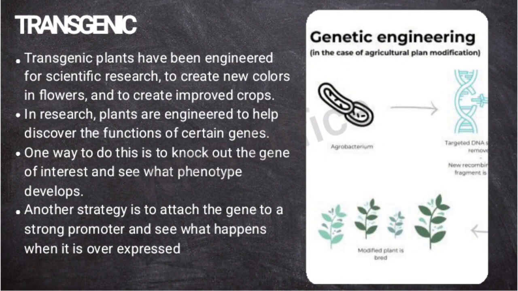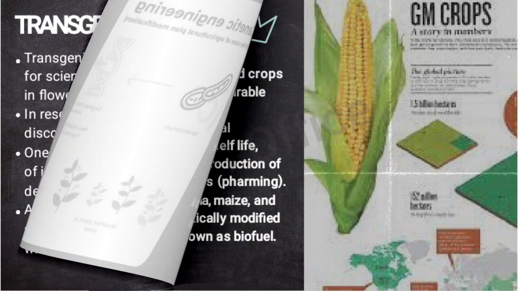Transgenic plants have been engineered for scientific research to create new colors in flowers and to create improved crops. In research, plants are engineered to help discover the functions of certain genes. One way to do this is to knock out the gene of interest and see what phenotype develops. Another strategy is to attach the gene to a strong promoter and see what happens when it is overexpressed. So, genetically modified plants are those that have been modified using recombinant DNA technology.